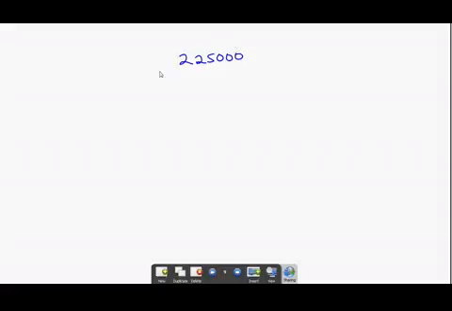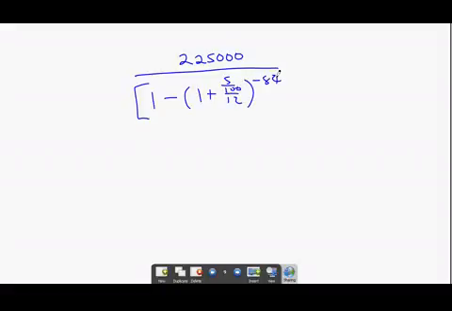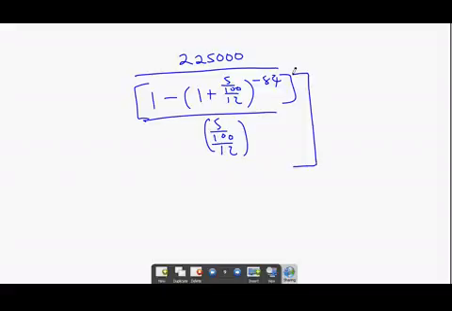So I'm going to have 225,000 divided by, remember we have got our square bracket there, 1 minus, bracket, 1 plus 5 over 100 divided by 12, to the power of negative 84, close bracket, again this one divided by 5 over 100 divided by 12, like that. And then obviously I put on a big bracket there and a big bracket there. So now this is going to give me my x, and I'm going to just punch my calculator.